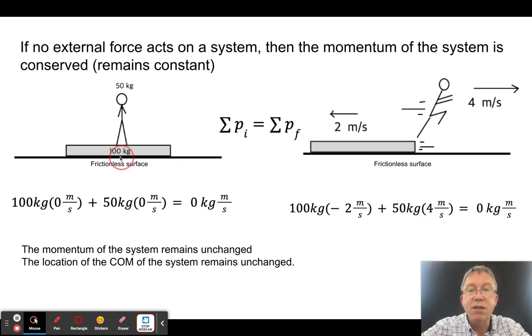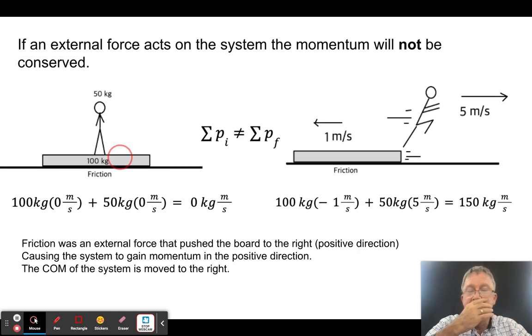The center of mass of the system is still right where it was. This might be moving to the left, and this guy might be moving to the right, but the center of mass is right here because no outside force was applied to it, so it couldn't change its motion. But let's change that. This is no longer frictionless.